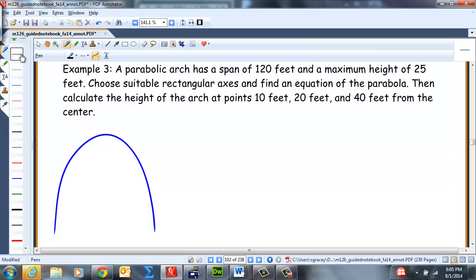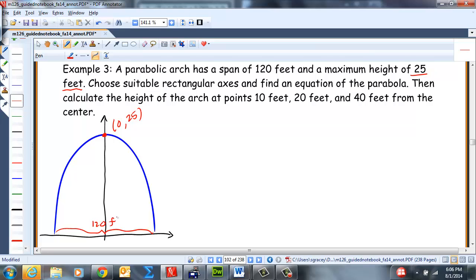And I don't know about you guys, but I think the easiest axis will be if this ordered pair here is our vertex, and that would have an input of 0 and a height of 25 given this information. Now we know we have symmetry, so a span of 120 feet means that there will be 60 feet on each side. So this ordered pair would be 60, 0, and this one would just be negative 60, 0 by symmetry.